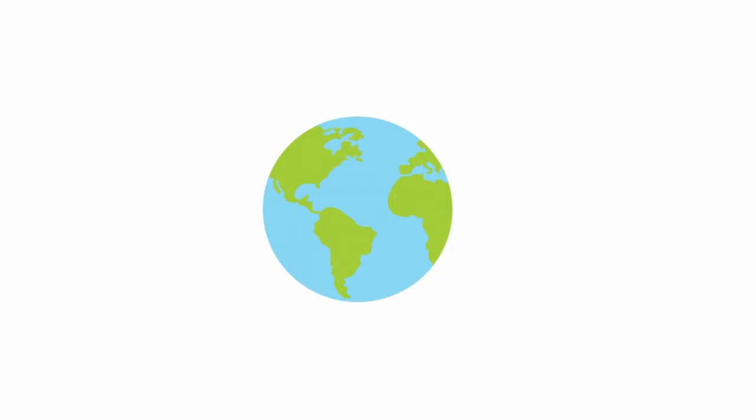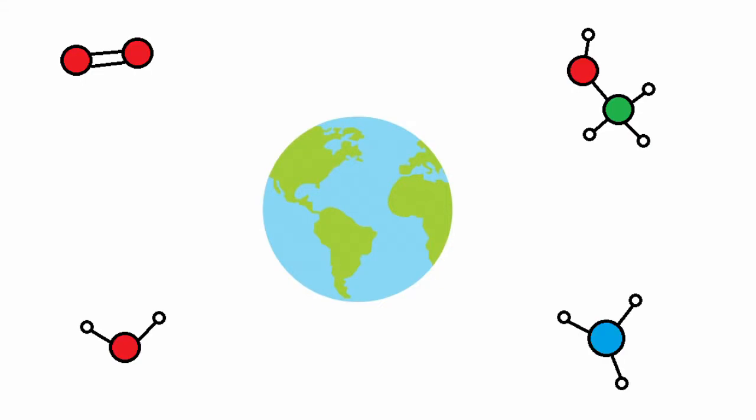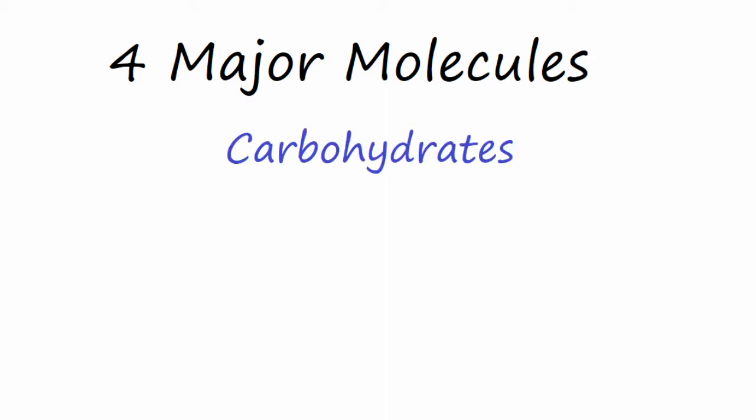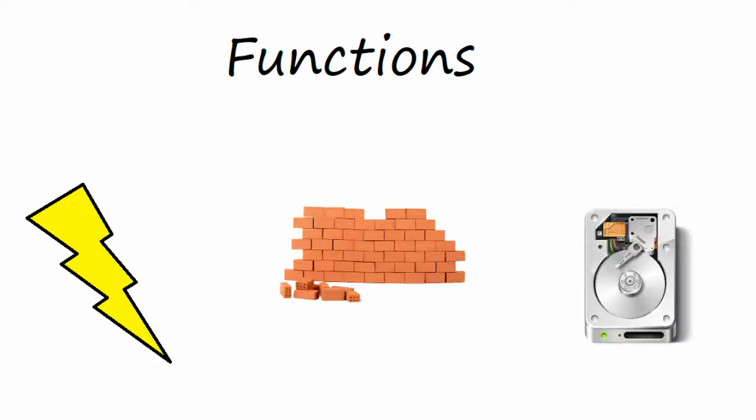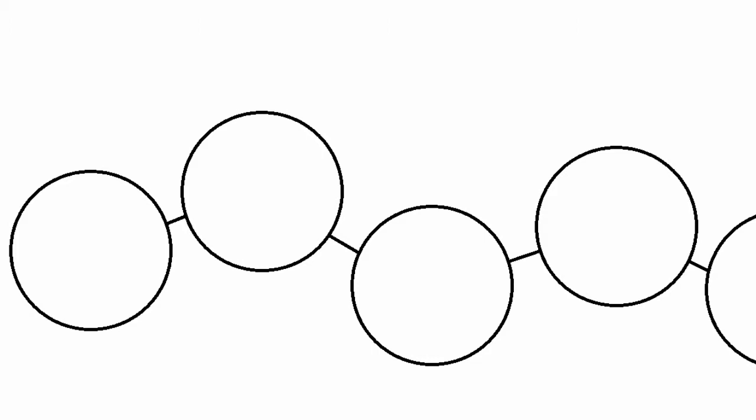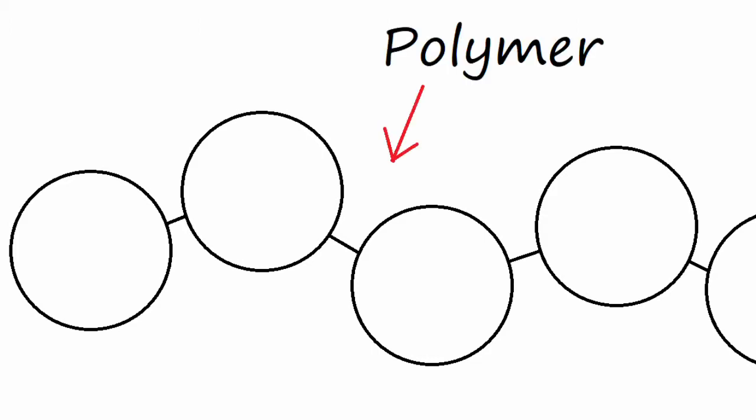Life on Earth is comprised of countless different chemical compounds, but four classes of organic molecules reign supreme, those being carbohydrates, lipids, proteins, and nucleic acids. These have a wide variety of functions, from metabolism to structure to data storage. Each macromolecule consists of one or more monomers, which are the simplest unit in each class. When many monomers are chained together, they are called polymers.